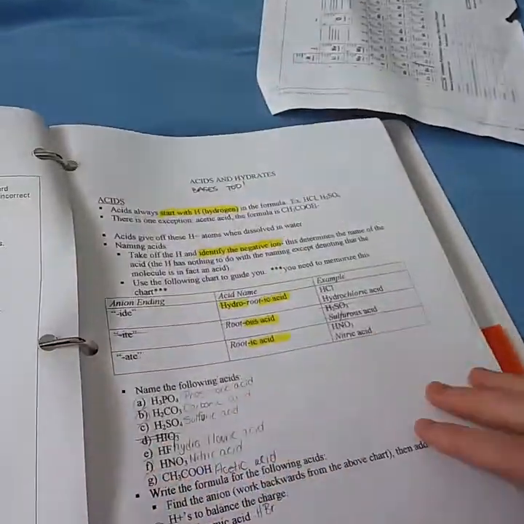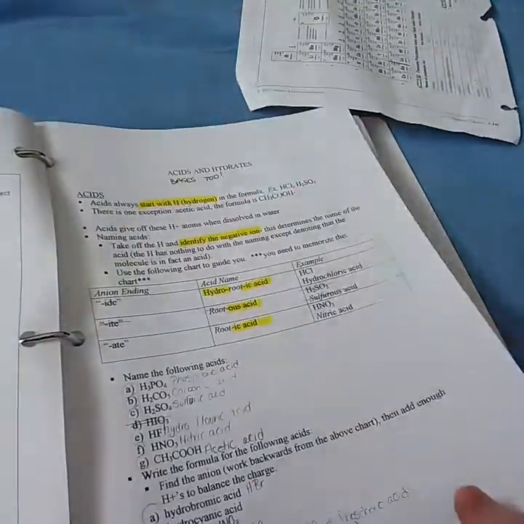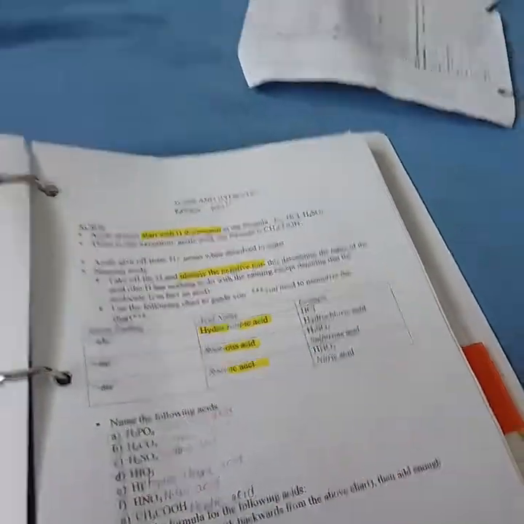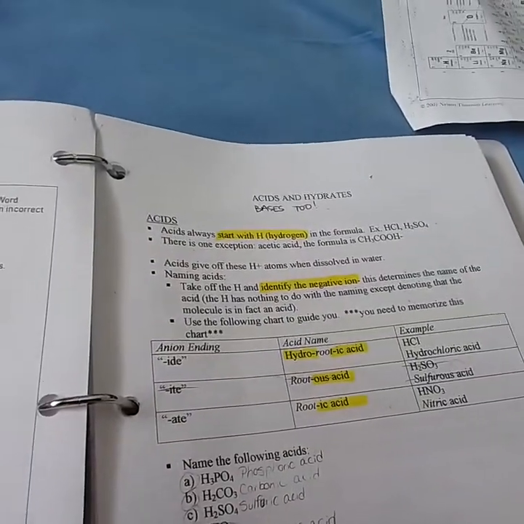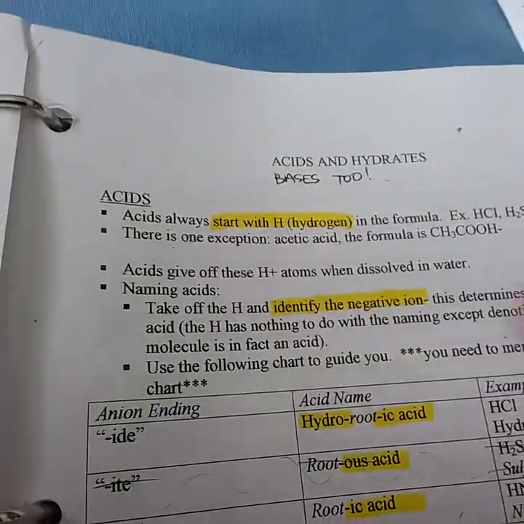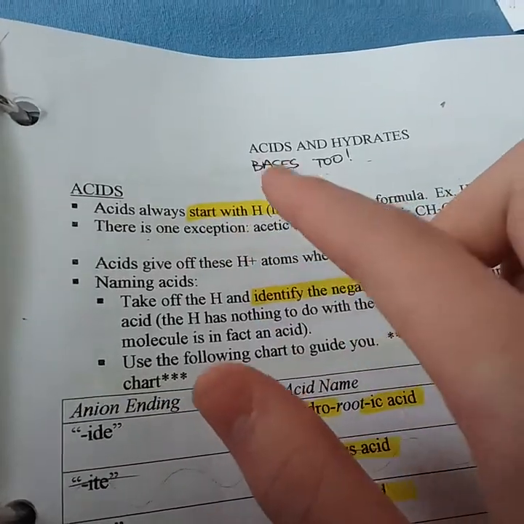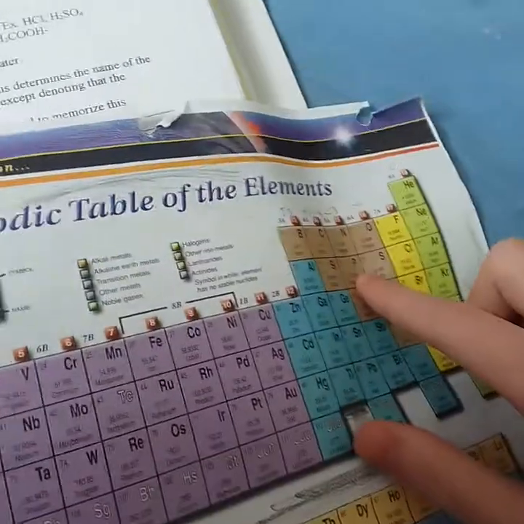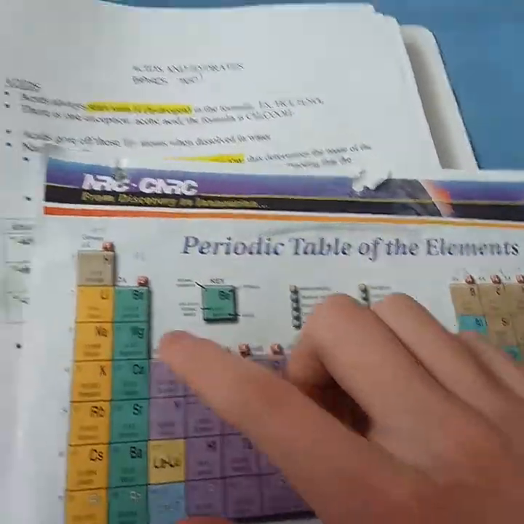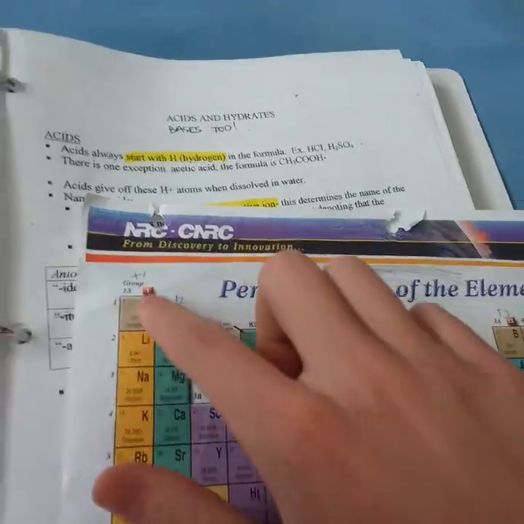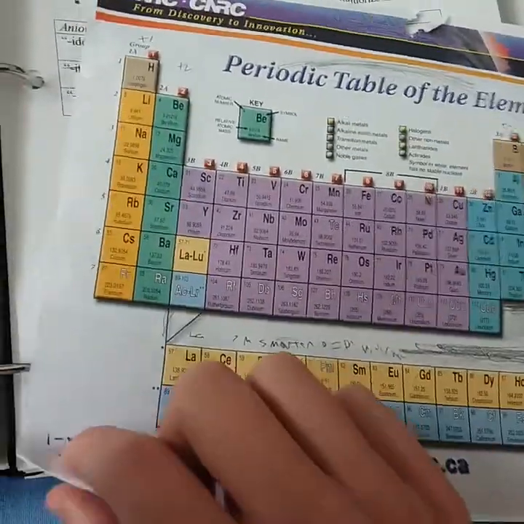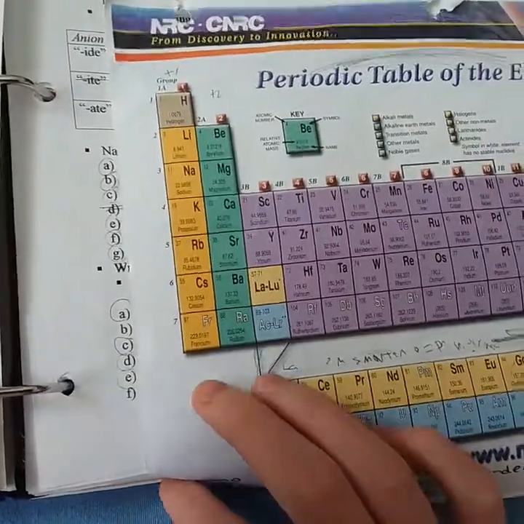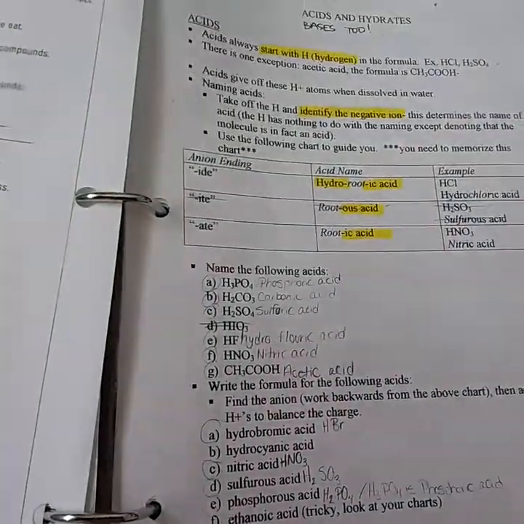So just skip ahead a few pages. Oh, acids and hydrates. Yes. Acids always start with a hydrogen. H, hydrogen. Hydrogen does whatever it wants. It could be a solid, a liquid, or a gas. Usually it's a solid or a gas. It has a +1 charge.